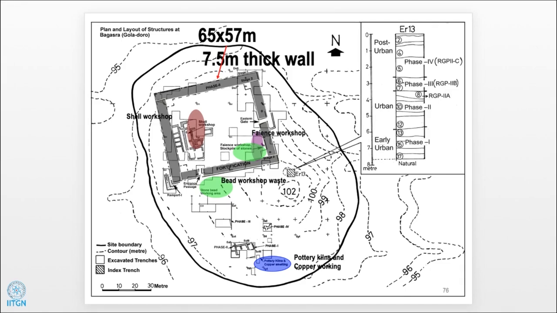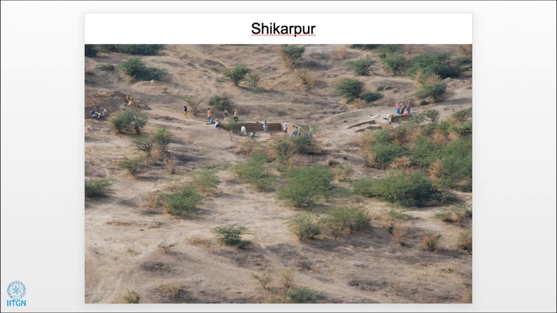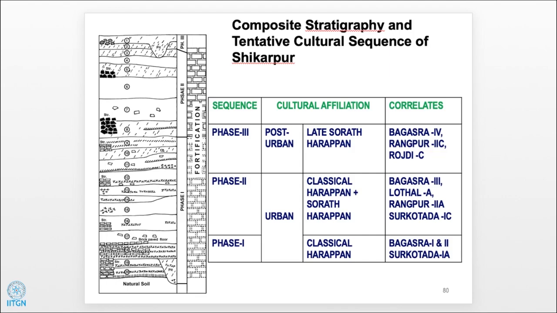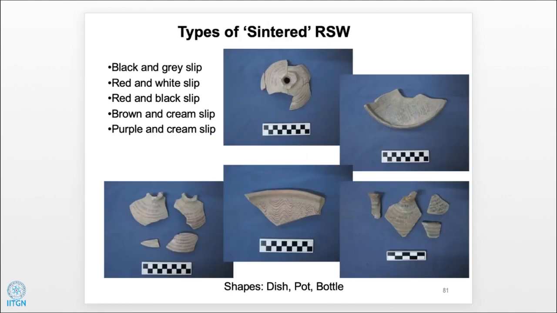So this is one. Another site is Shikarpur, also in Kutch, an entry point to Kutch. Here you can see a pattern: a fortification and a fortified site. And this is the archaeological sequence, with phase one, phase two, phase three, and different transitions in the culture. When we picked up the black reserve slip, we got many varieties there, like black and gray, red and white, red and black, brown and cream, purple and cream, different types.